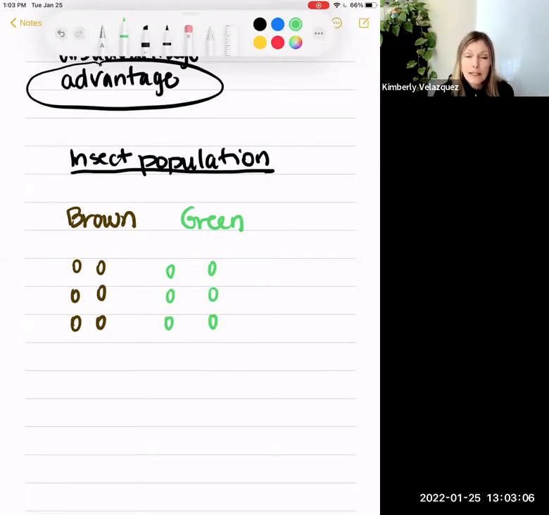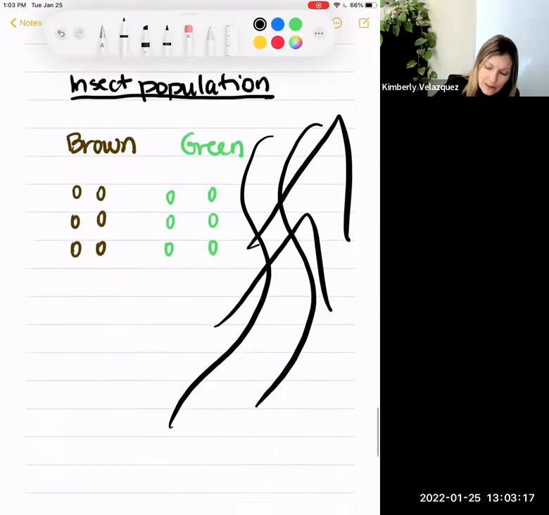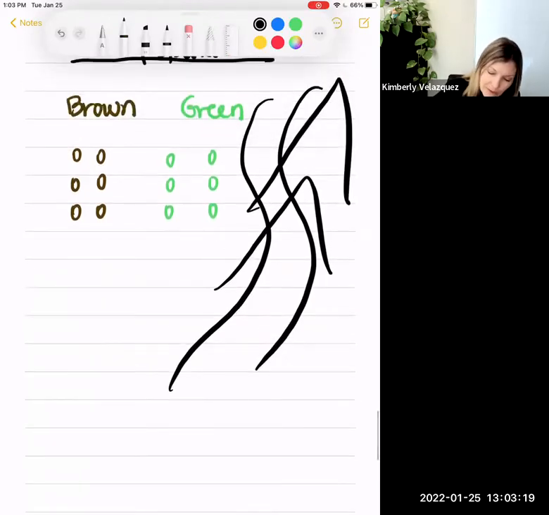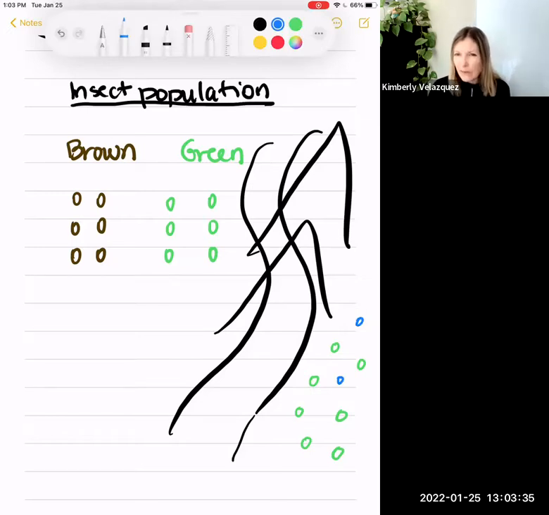And let's say that there is a stream and a big mountain range, and it's really hard for these insects to get across, but over here is a population. It's all green, and maybe they have a couple of blues. And they've just been separated long enough that they haven't been breeding with each other, but they can.